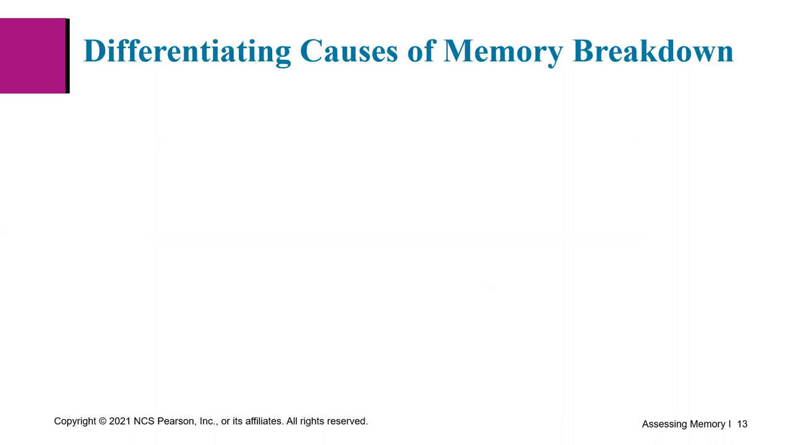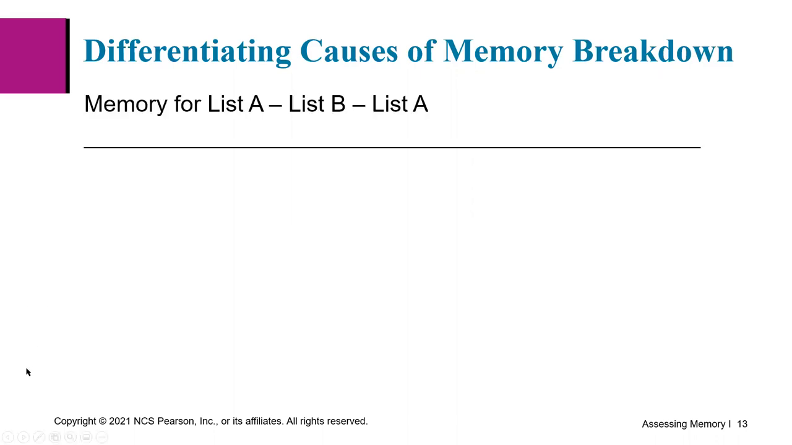Here's a quick rundown of how we differentiate some ways in which memory can break down. The examples I'm going to show you should remind you of the California Verbal Learning Test, the CVLT-3 and CVLT-C, which are among my favorite all-time tests. In a list learning task, like the CVLT, we can look for the effects of proactive and retroactive interference by introducing a second word list, list B, then again asking for memory of the original list, list A, and comparing performance on the various trials.